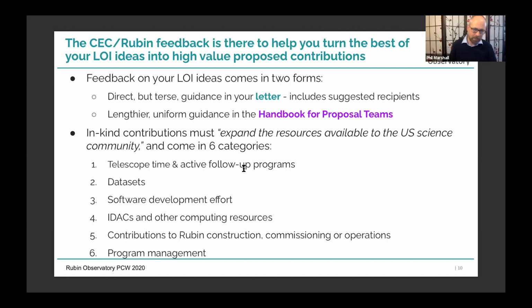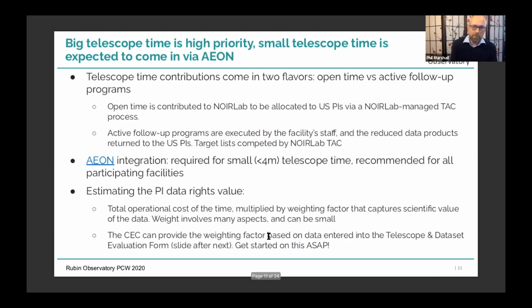Okay, so let's keep going then. Let's look at the different kinds of contribution your team can make. So first up, telescope time. When the CEC was looking at this, we roughly divided it in our heads between big telescope time and small telescope time. Big telescope time is high priority, as you can imagine. Small telescope time, I think, also has a lot of potential, but we do expect it to come in via the EON network in order to get the best value out of it. So let's say a bit more about types of contribution, unpacking the handbook for you.